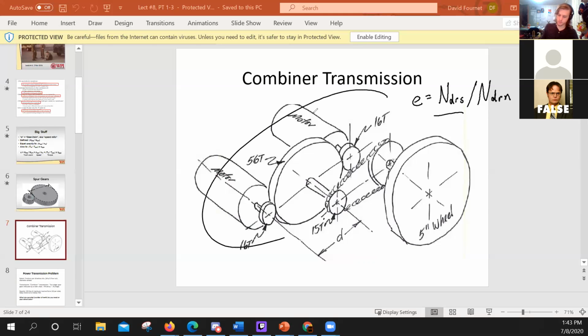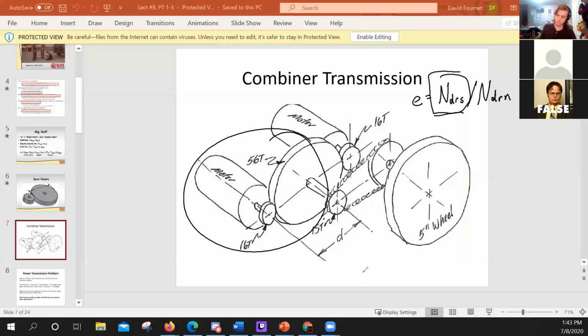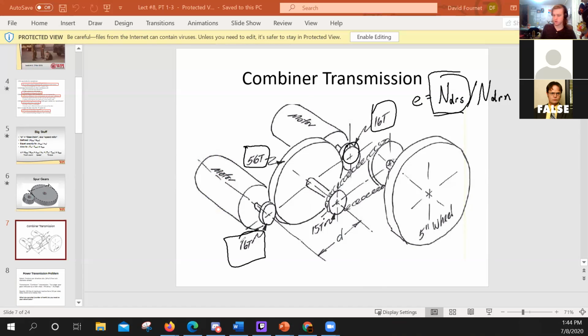So in this system here, what is the number of teeth of our drivers? Anybody? I can't tell what the teeth are. So we've got 56 here for this big gear. We've got 16 here for this small gear, and the same on the other small gear. So I guess 16 for our driver, and our driven will be the 56. That is the gear ratio.